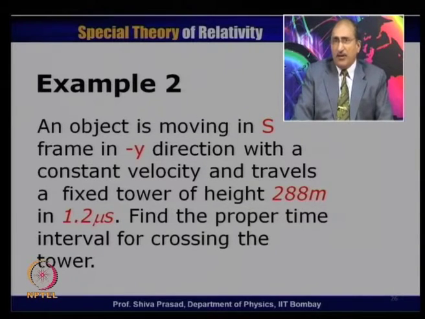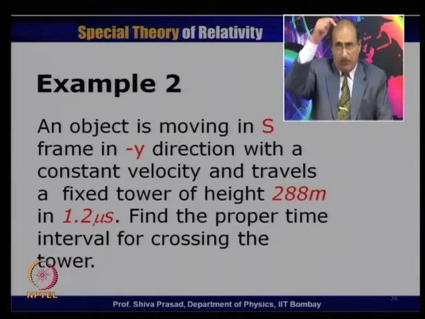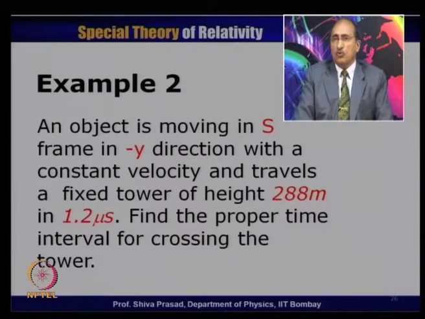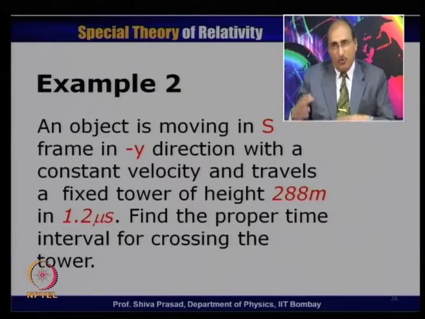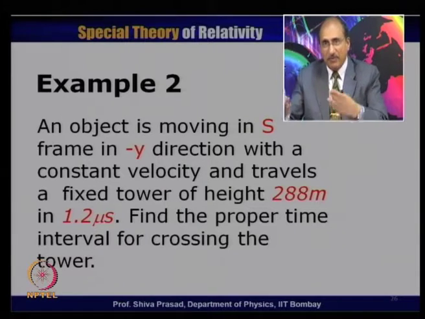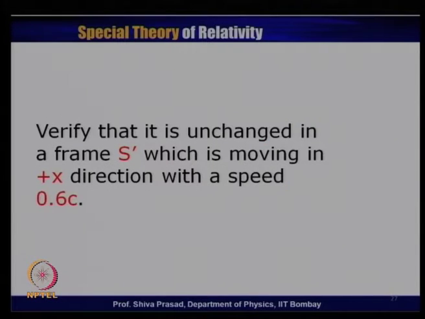So, now an observer finds that this particular particle, which is coming from the top of the tower to the bottom, to the ground, covers the total distance of the tower, which is 288 meters, in a time of 1.2 microsecond. What we have to do is to find the proper time interval for crossing the tower. And of course, then we will show that this is the same in a different frame of reference.